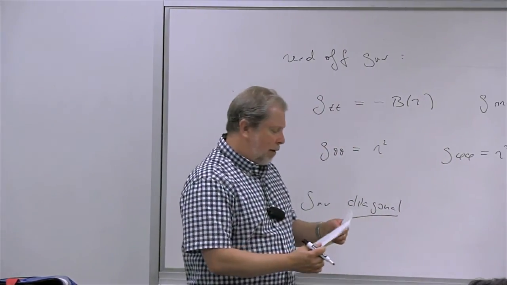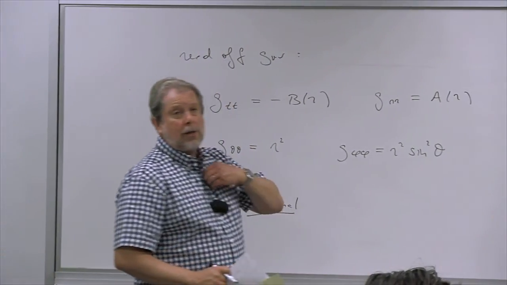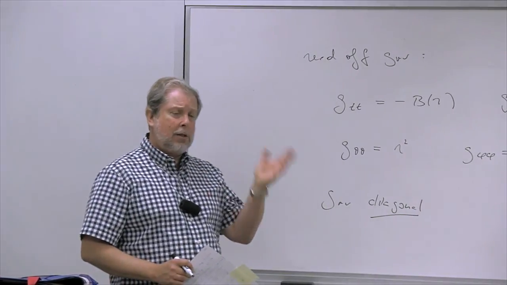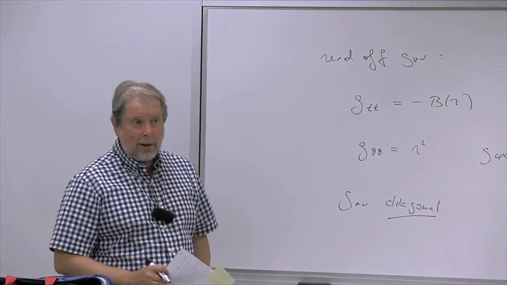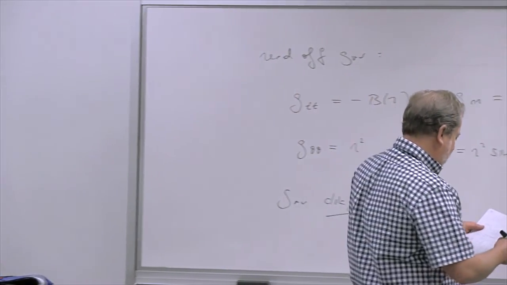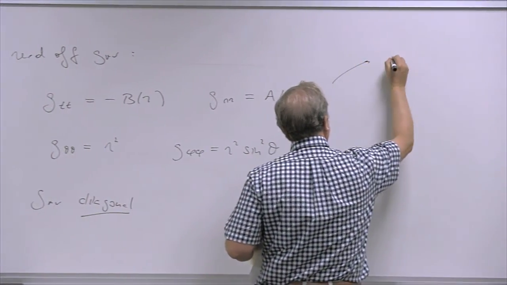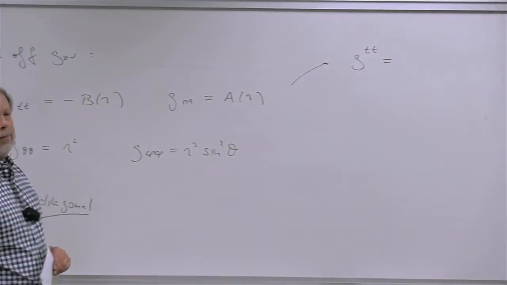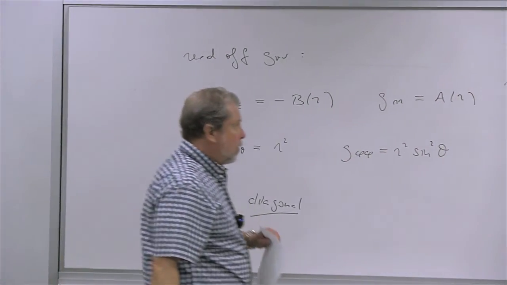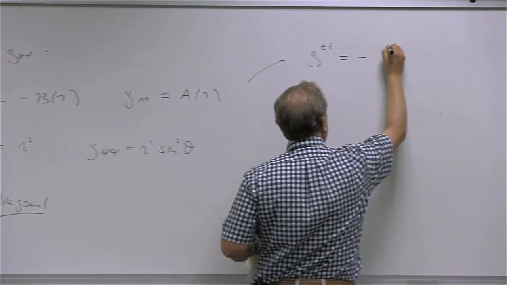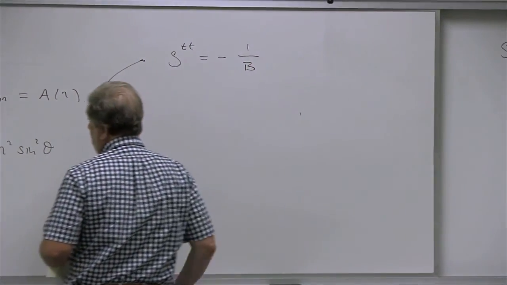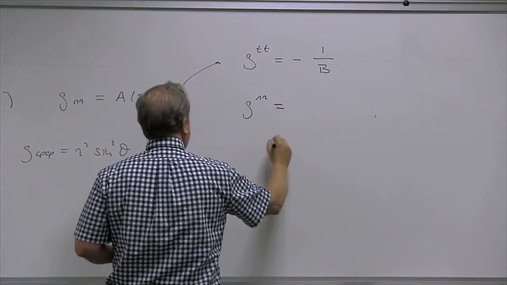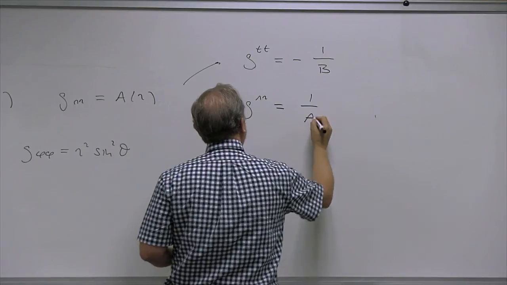The other thing, of course, that is very easy to work out is the inverse. Because if you have a matrix that's just diagonal, then the inverse is trivial: you just take the matrix elements along the diagonal and invert those, right? So we have the g^tt. You see now the indices are upstairs, right? The g^tt is minus 1 over B, right? And the g^rr, again with the indices upstairs, is 1 over A, right?